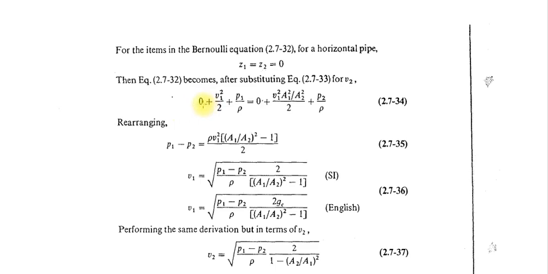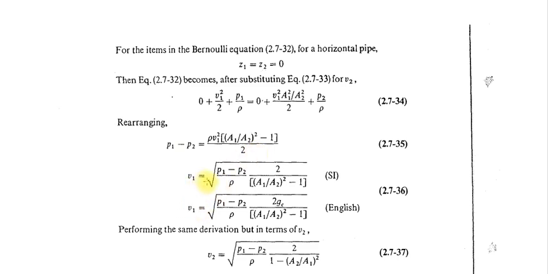You will write Z1 g, that is 0, plus V1 square by 2 plus P1 by rho equal to Z2 g, that is 0, plus V2 square by 2 plus P2 by rho. So V2 square equal to V1 square A1 square by A2 square. So this is the same equation. Now you can calculate P1 minus P2 equal to this equation. Here V1 comes out, so you will get this equation. Now you can rearrange this equation 2.735.